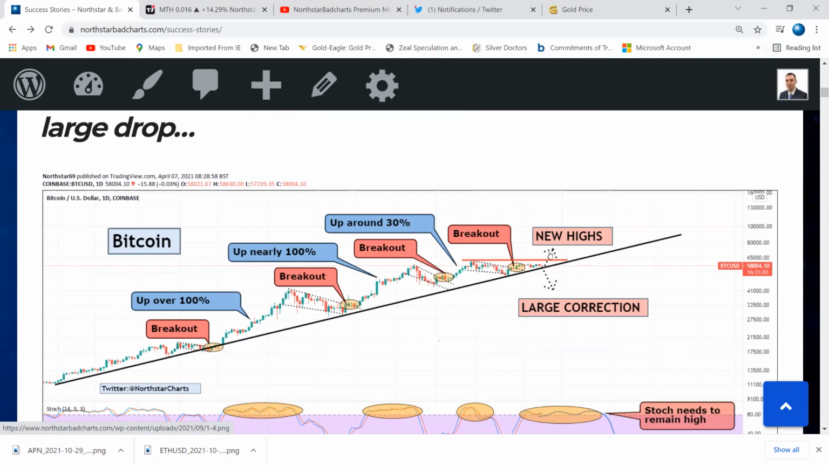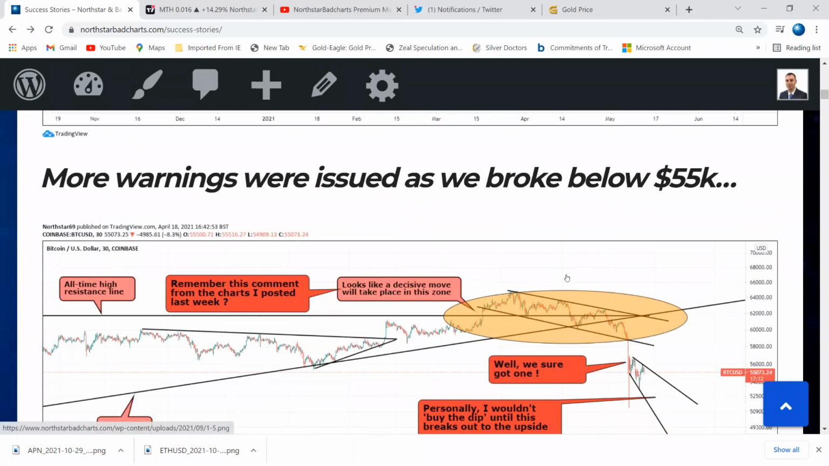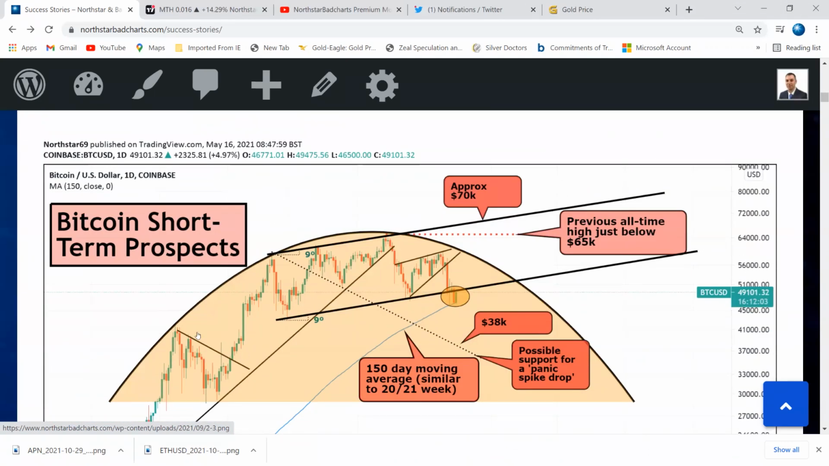People at this point were calling for 100,000, 200,000, silly stuff, but it just wasn't supported by the technical analysis. And this is where technical analysis really comes into its own, because you can cut through the crap and get to the point. And the point was that the chart was not supporting any imminent move to 100,000. In fact, it was suggesting quite the opposite. And of course, this bearish inverted arc played out beautifully.